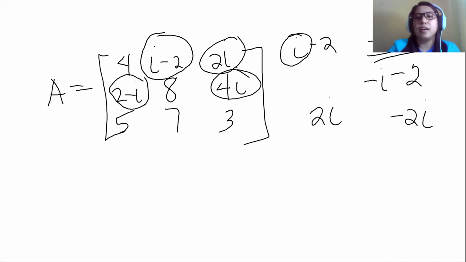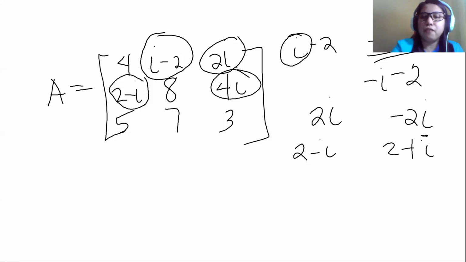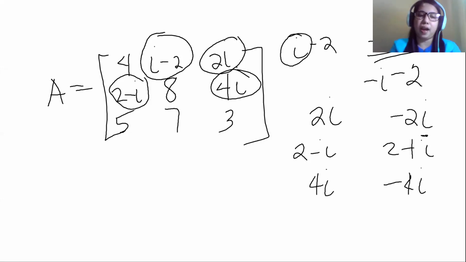Next, 2 minus i. The conjugate of 2 minus i is 2 plus i. If you notice, we are not changing the operation of real numbers, only the complex number. And for 4i, the conjugate is negative 4i.